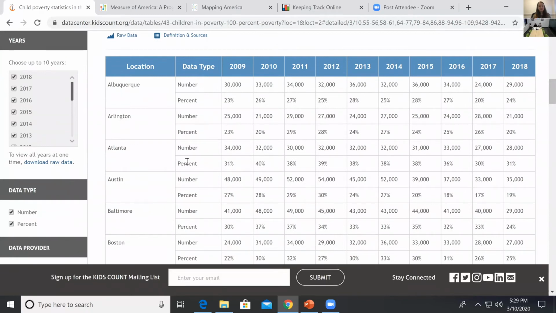So say you live in Atlanta, you can see the trend over time. Their highest was, it looks like in 2012, 39% of children were living in poverty, and now in the last year they had data available for, they're down to 31%. And so we do think that trend over time is an important factor to look at, so you can see if things are improving or getting worse.